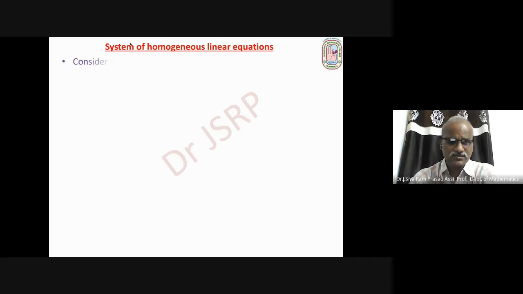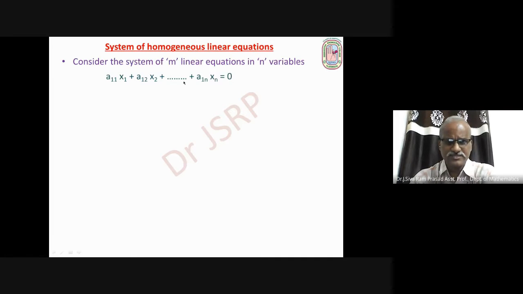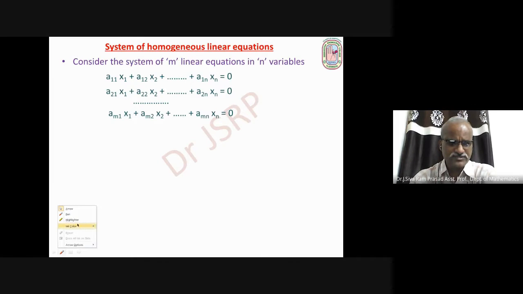Okay. So consider the system of m linear equations in n variables. a11 x1 plus a12 x2 plus and so on plus a1n xn equal to 0. So that is, right side values zeros. Second equation: a21 x1 plus a22 x2 plus and so on plus a2n xn equals 0, and so on. Mth equation: am1 x1 plus am2 x2 plus and so on plus amn xn equal to 0. So the right side values all are zeros. Okay, so then the system is called homogeneous linear equations.